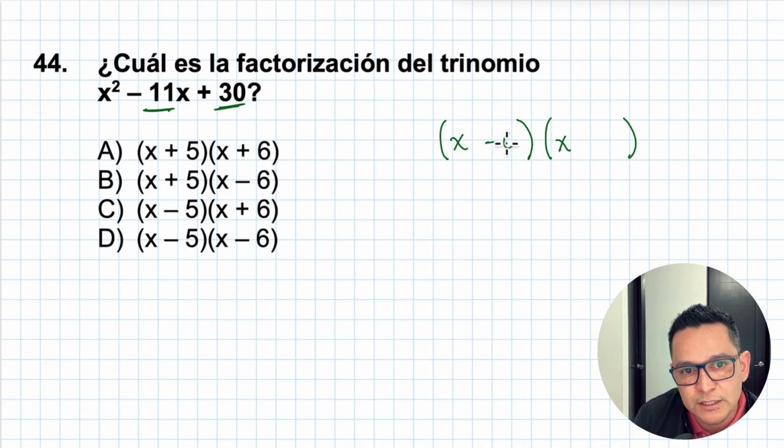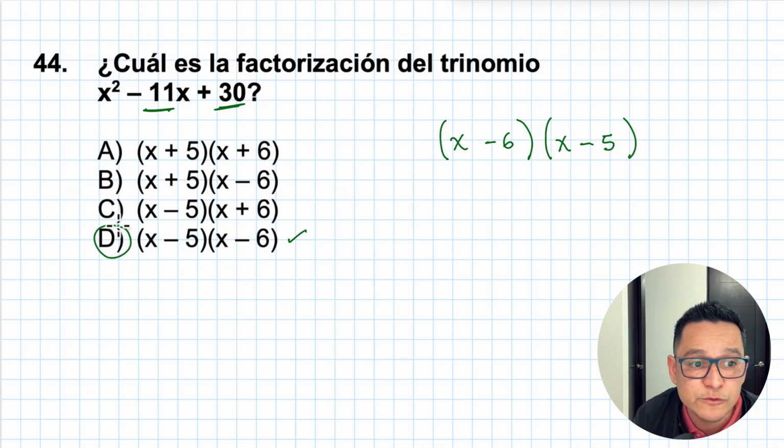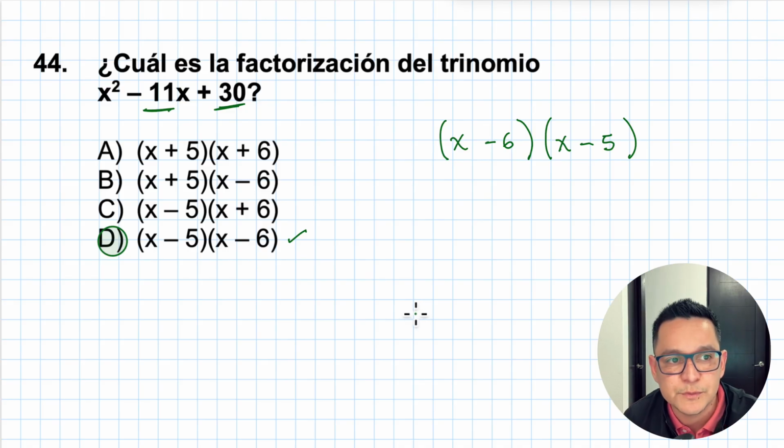I'll write them down and tell you again so you can check they're correct. Let's see. If I do minus 6 times minus 5, I do get plus 30. And if I do minus 6 minus 5, I do get negative 11. And guess what? We're done. That's it. The factorization would then be x minus 6 times x minus 5. Or the other way, x minus 5 times x minus 6. Well, here it is. Look, x minus 5 times x minus 6, which is exactly this. Remember that here, the order of the factors doesn't affect the product. Correct answer then, option D. There you go. Easy, right?